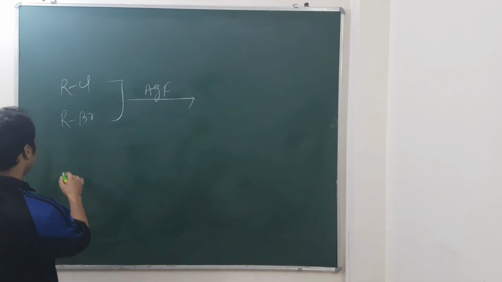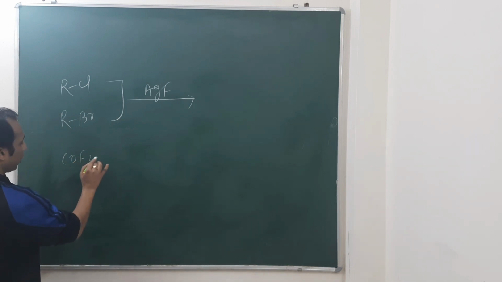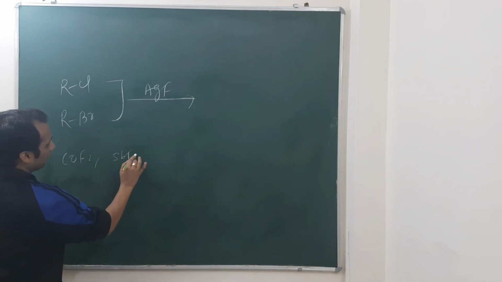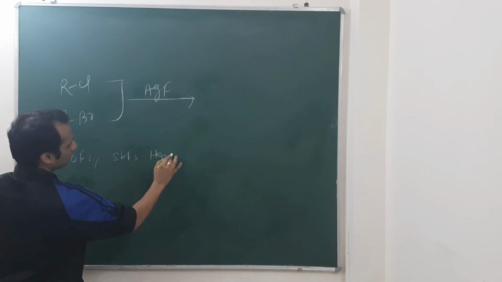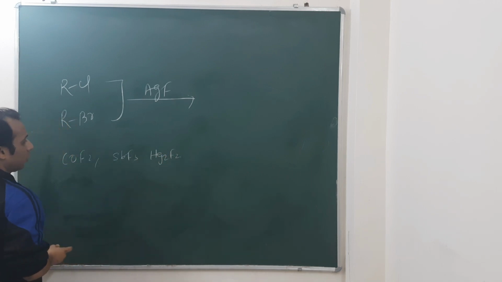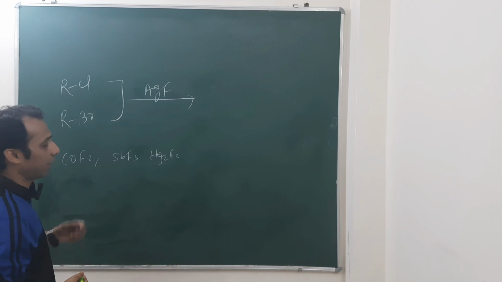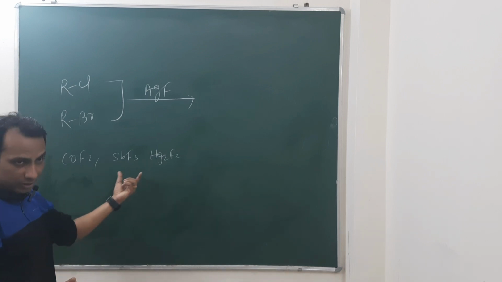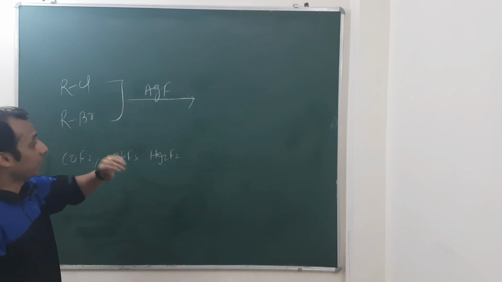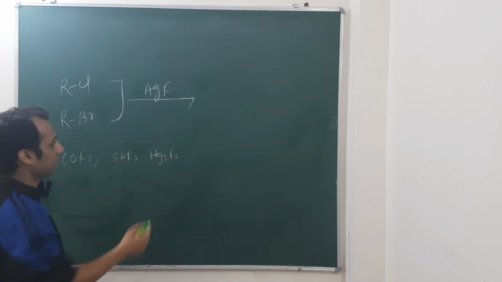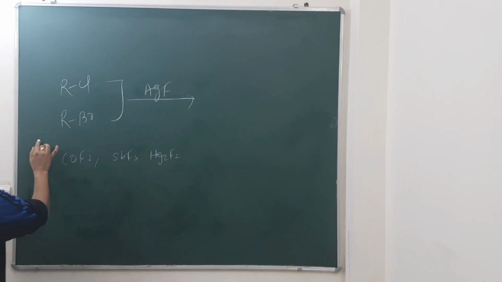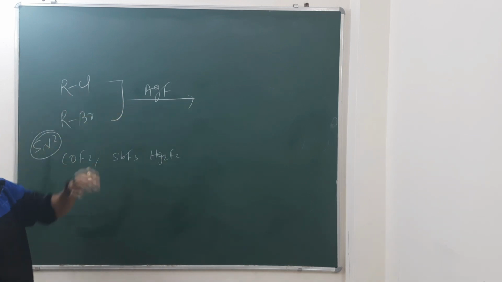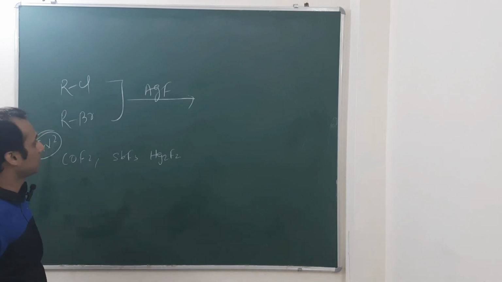Yeah? So you can take either CoF2 or SbF3 or Hg2F2, correct? These are all the Swarts reagents and the fluorination reagents. This is called fluorination reagents or Swarts reagents. The main point is that the Swarts reaction is an SN2 process, students, okay? Because one halogen exchanges with the other halogen, correct? So that's the SN2 process.